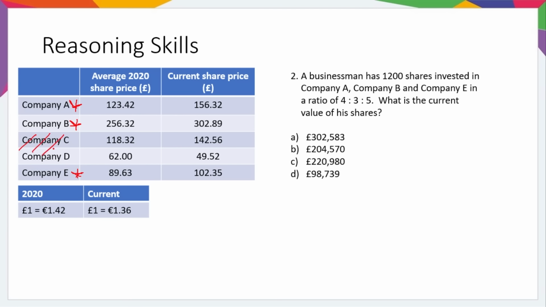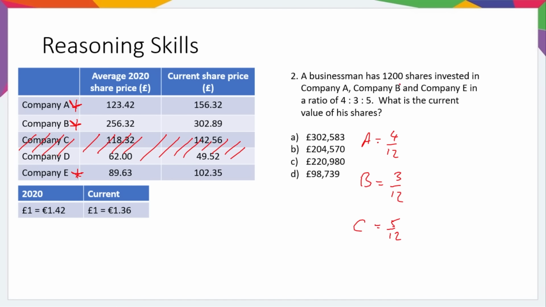So we can forget C and D. So forget that. And we also know the ratio is 4, 3, 5. 4 plus 3 plus 5 is 12. So we know that Company A is going to be 4/12, Company B is 3/12 of the total, and Company C is 5/12.